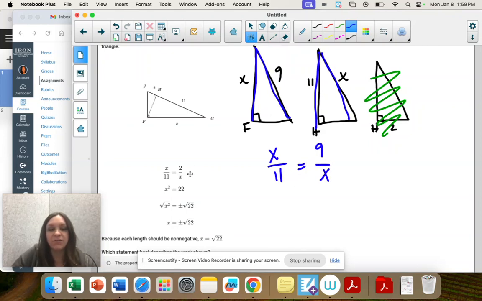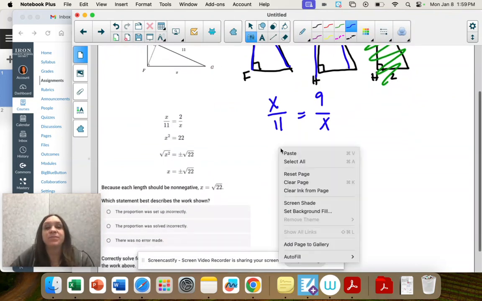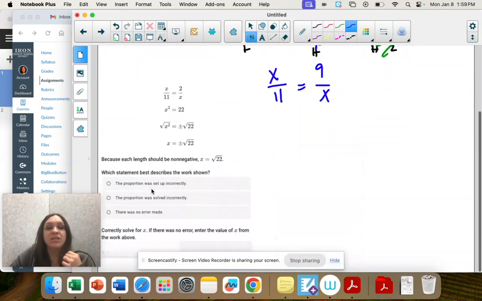We can already see the difference right here. It should be 9, not 2. They picked the wrong triangle side. So which statement best describes the work shown? It was set up incorrectly, it was solved incorrectly, and there was no error. So the setup is wrong.